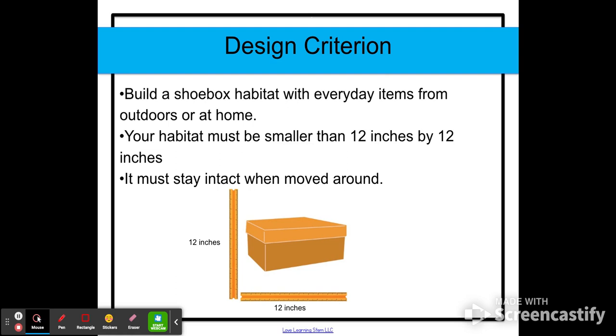in those spaces. Your habitat also has a size criterion, so it must be 12 inches by 12 inches, no bigger than that. Another criterion you will be graded on is, did your habitat stay intact when it was moved around, or did it fall apart?